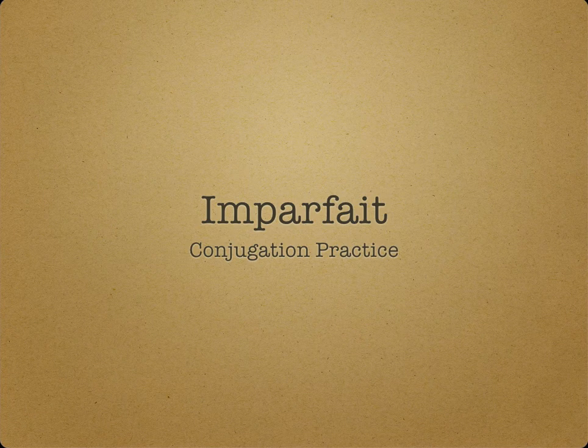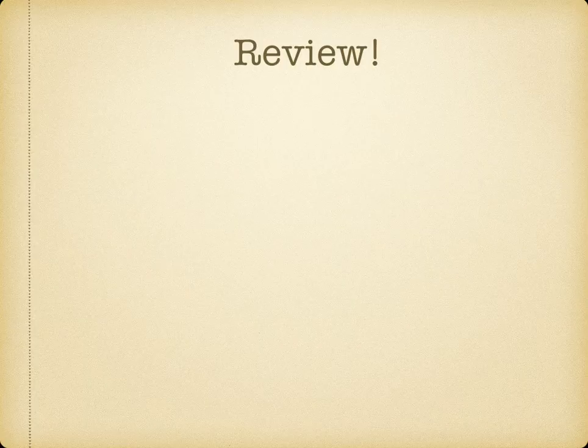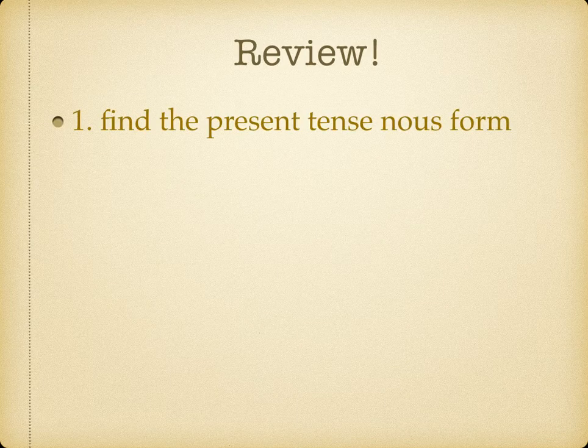Some conjugation practice with the imparfait. So first of all, let's review the 3 steps to forming the imparfait. So we always begin with the present tense nous form. That's where we're going to find our stem.